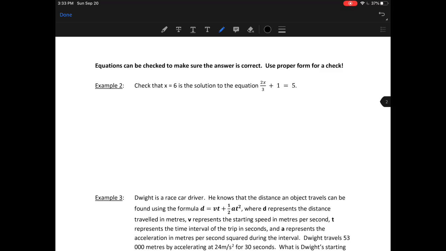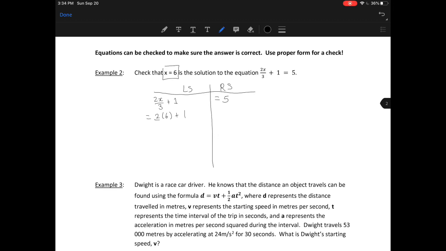So it says check that x equals 6 is the solution to the equation. So they're giving us an answer. They're saying this should be right. Make sure by doing a quick check. So we're going to set up our left side equals right side check. The right side just equals 5, so we don't have to do any work there. We have to check that 2x divided by 3 plus 1 is going to equal 5 when we make x 6.